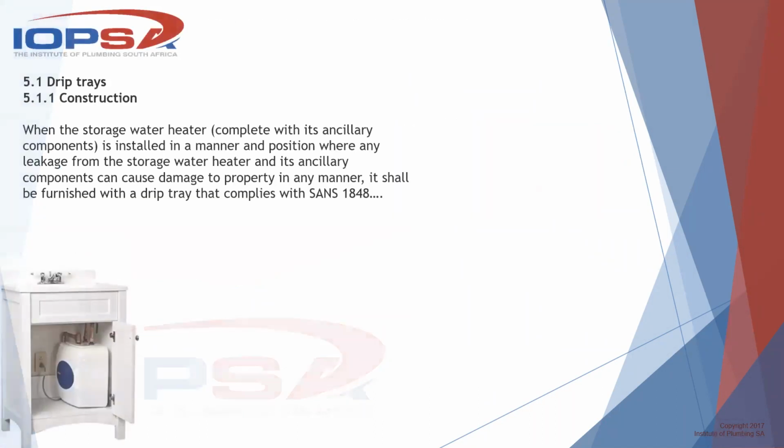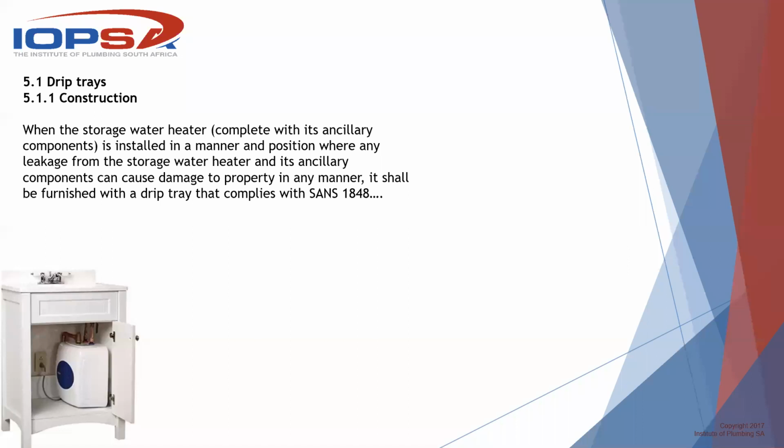Okay, so the standard that we're looking at is SANS 10254. So SANS 10254 says to us that we need drip trays. And what does it say about drip trays? It says in 5.1 of SANS 10254, construction: when a storage water heater complete with its ancillary components is installed in a manner and position where any leakage from the storage water heater or its valves and components can cause damage to property in any manner, it shall be furnished with a drip tray that complies with SANS 1848.